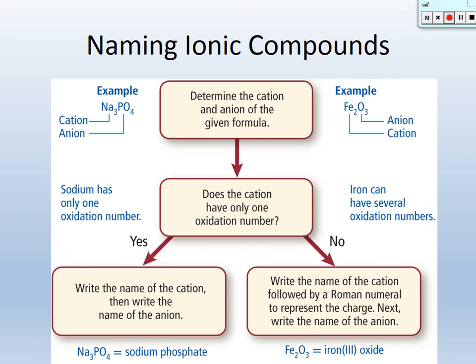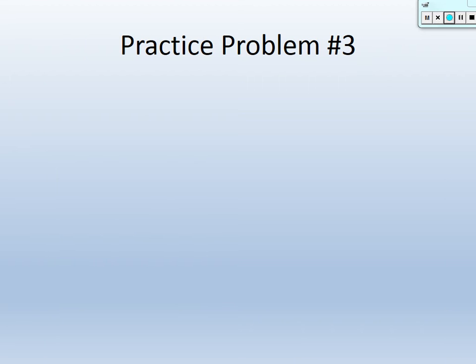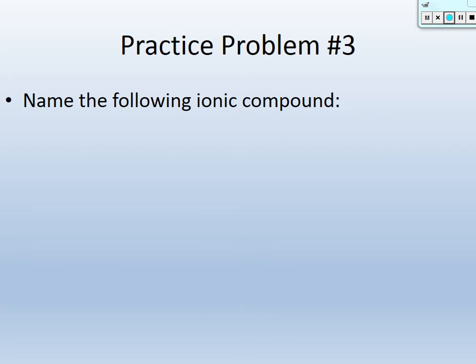All right. This flowchart, it's a great flowchart, but I don't know if you like flowcharts. It's useful maybe, but I think as we go through some examples, we're going to understand exactly what it's saying. So let's just start and go through some practice problems. Practice problem number 3. It wants us to name the following ionic compound. Okay, so let's name it. Grab your periodic table.